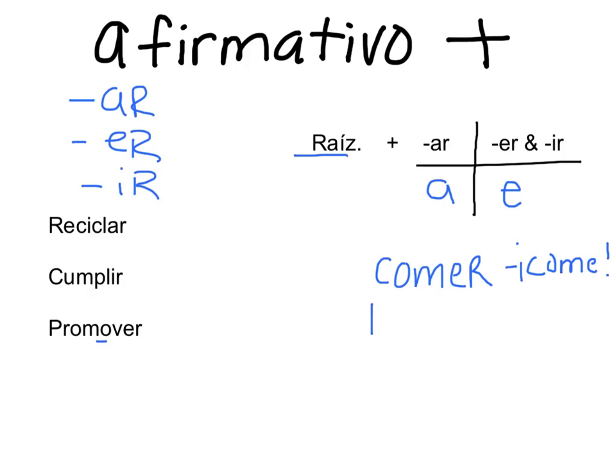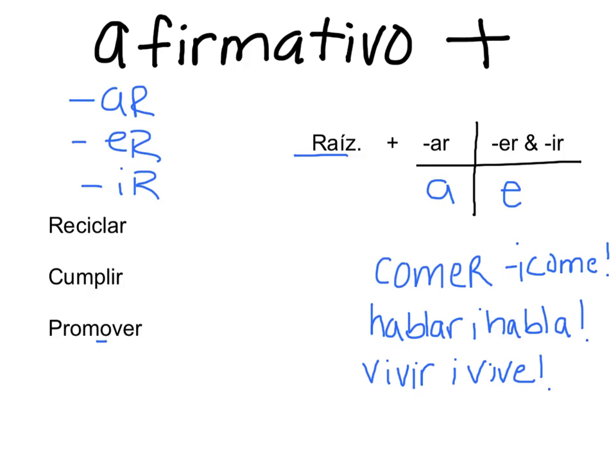If we look at the verb hablar, we would have habl plus the a. Tú, habla. And then our last one, get a life, let's say, vivir. So we would have tú, vive. So vive is the viv plus this e. Come is the com plus this e. And then habla is the habl plus this a.